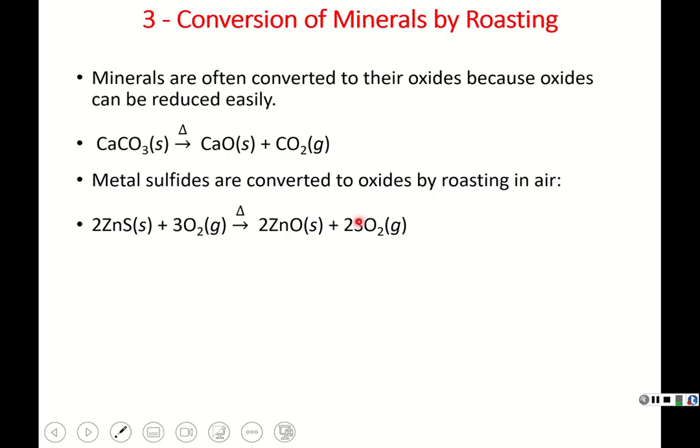Right. The next step is to convert your minerals to compounds. And one way to do that is to make the metals into their oxides, because oxides can be reduced easily. So in this case, if you have calcium carbonate, that's our mineral from limestone, we would heat it up, and that makes calcium oxide and carbon dioxide. Right? The carbon dioxide goes off as a gas, and the calcium oxide is what's left.